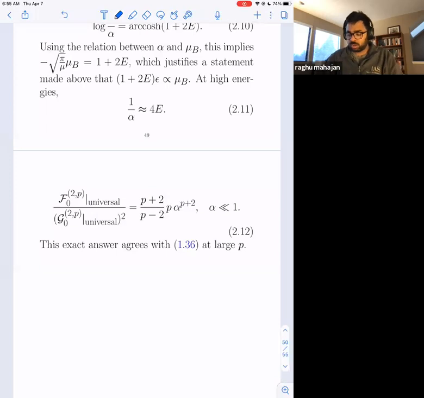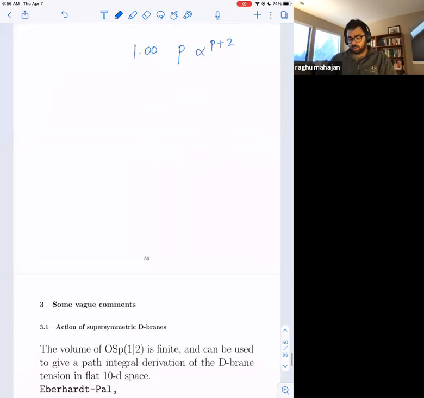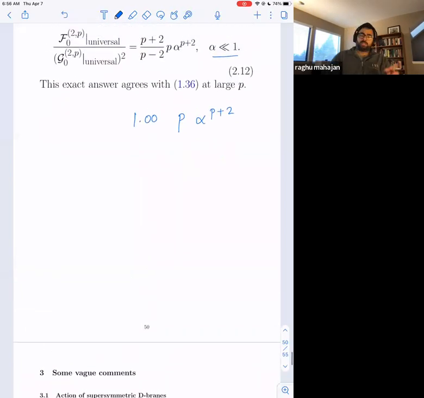It is here in this equation 2.12. And this is a precise result as a function of p, but taking this limit. So you see this factor is 1, and you have this 1 times p times alpha to the p plus 2. So it matches. So this is a strong check of the fact that if one really has access to, you know, getting rid of this volume of PSL(2,C) somehow, then the answers really do make sense in a very precise way. So anyway, that was the main part of my talk.